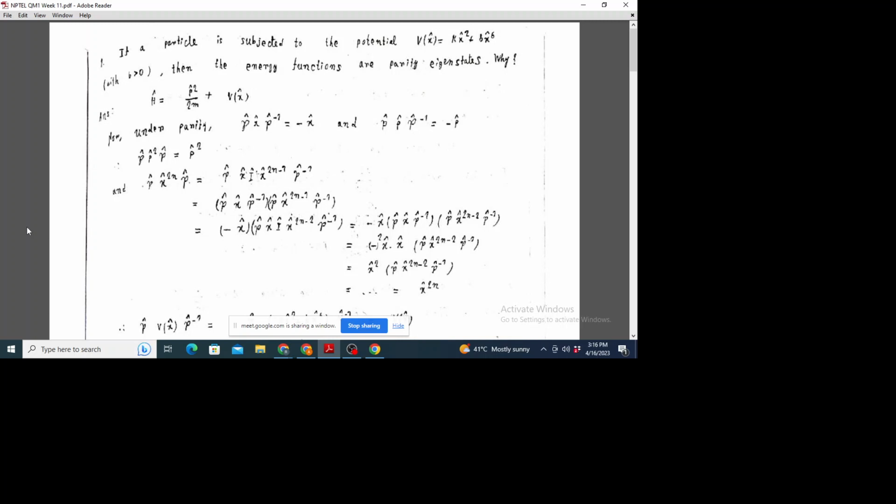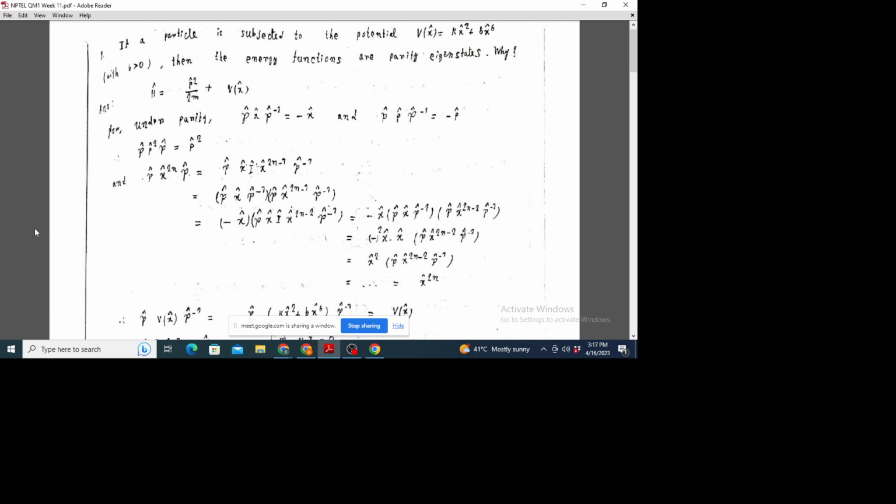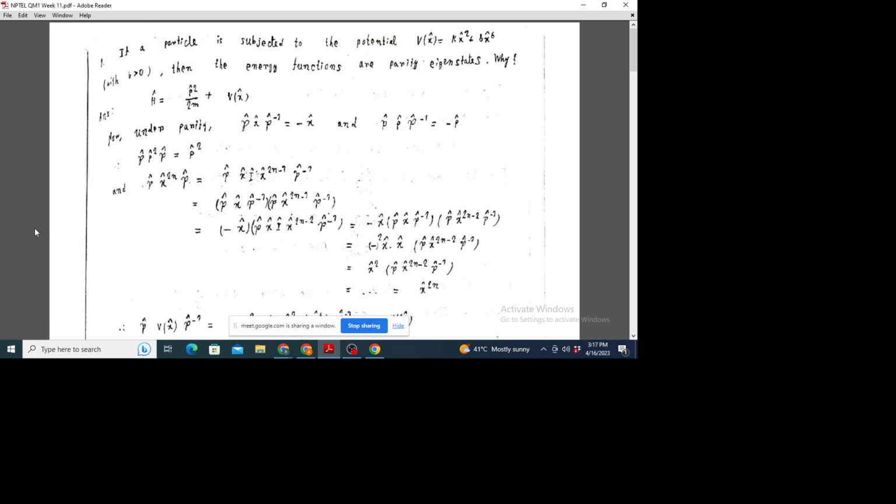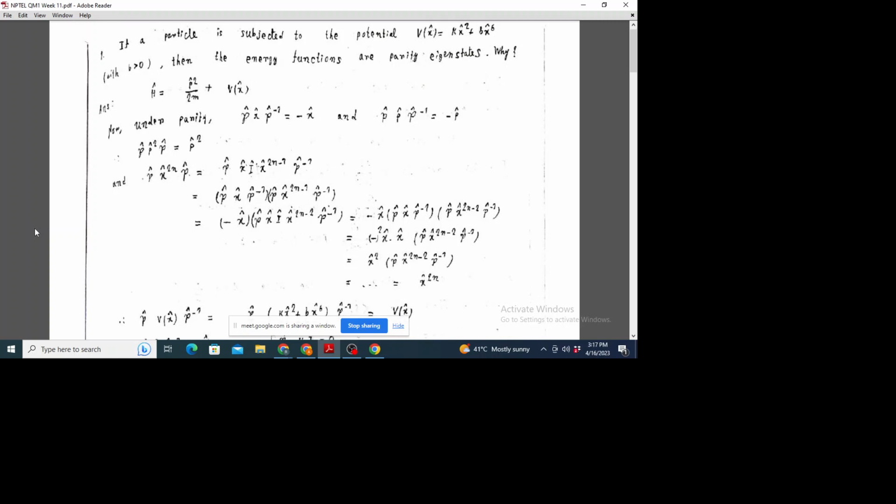So the problems are a kind of mixture of all the concepts that we have learned so far. And okay, today we'll mainly discuss 5 problems, and then we will look for some other problems.